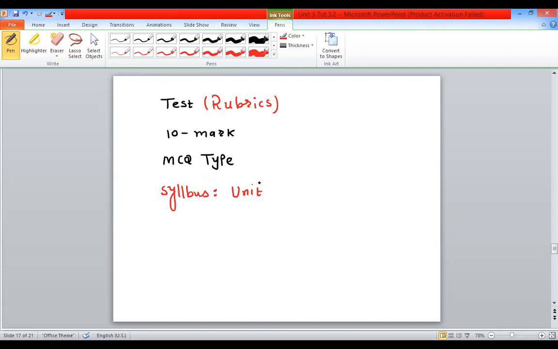Mic ચાલુ છે ને એટલે. Unit 1 and Unit 2. And this is taken from the Google form. We can use this test by the Google form.